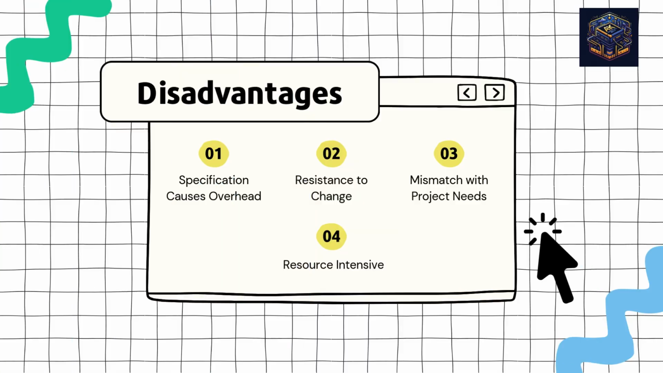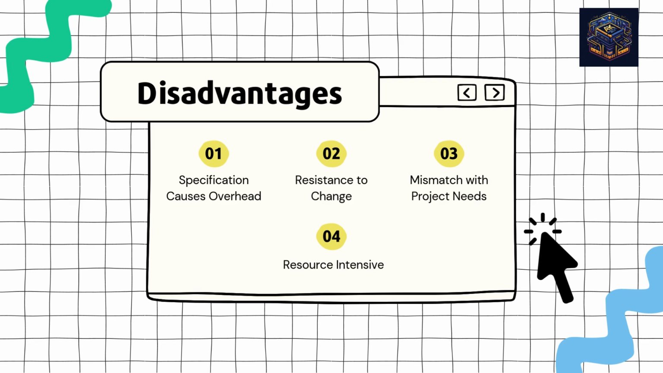Now, let's discuss some of the disadvantages of using process and control specifications in software engineering. While these specifications offer significant benefits, there are also a few drawbacks to be mindful of.